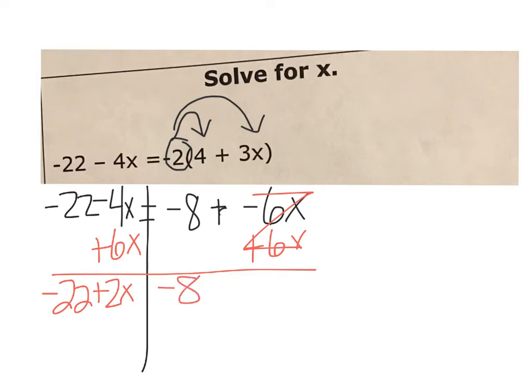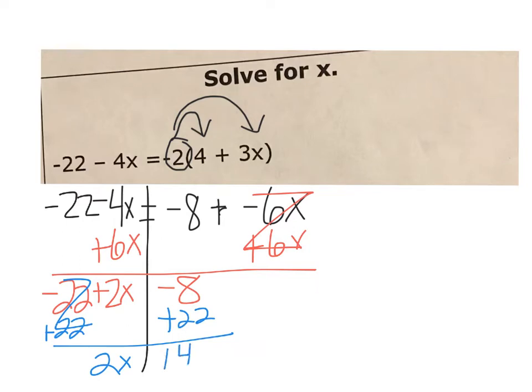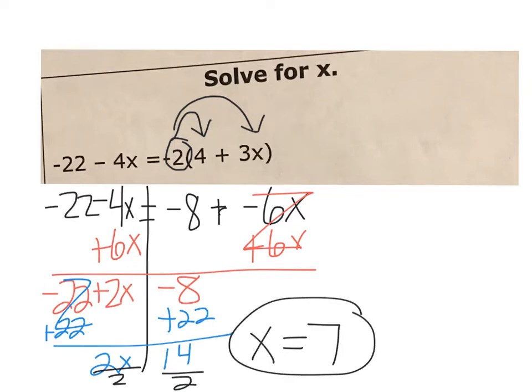The next step would be to take care of your constants. So you would move your 22, so plus 22, plus 22. That zeroes out. Bring down your 2x. -8 plus 22 equals 14. Then your last step would be to divide by whatever your coefficient is. So divide by 2, and x equals 7. Then you would check with substitution, so pause the video and do that on your paper.